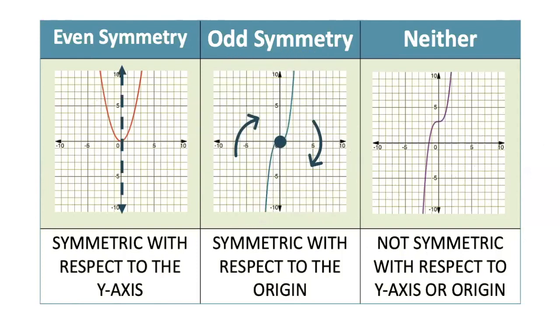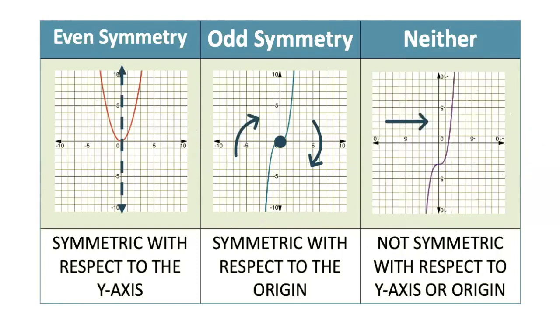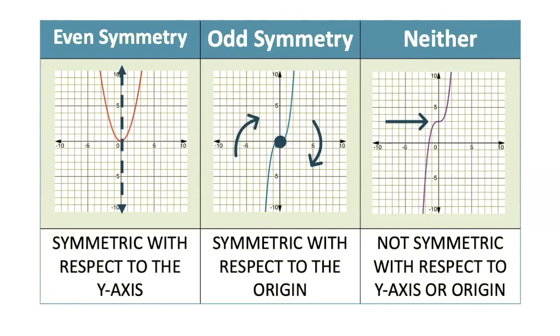A function that is neither won't be symmetric across the y-axis, and it won't be symmetric with respect to the origin either. Notice where this graph has its y-intercept at +3. If I spin the graph upside down, is the y-intercept still at +3? No. Therefore, it is not symmetric with respect to the origin, and we say that it is neither.